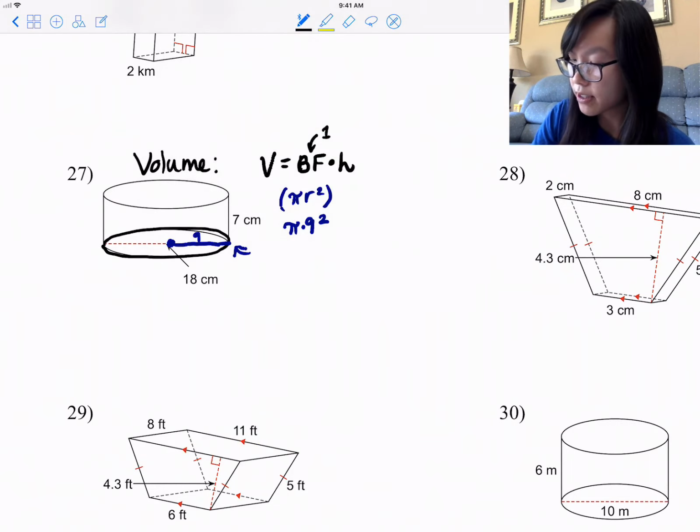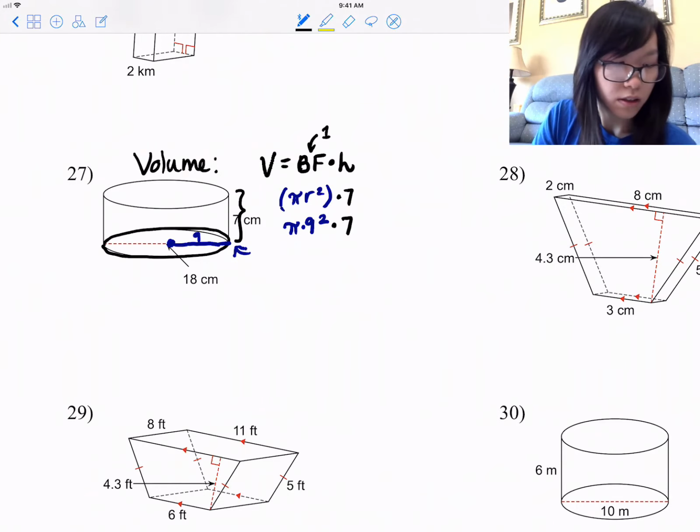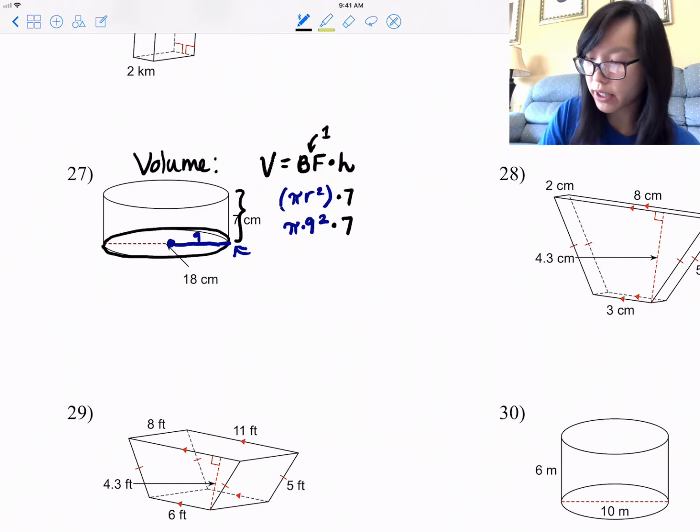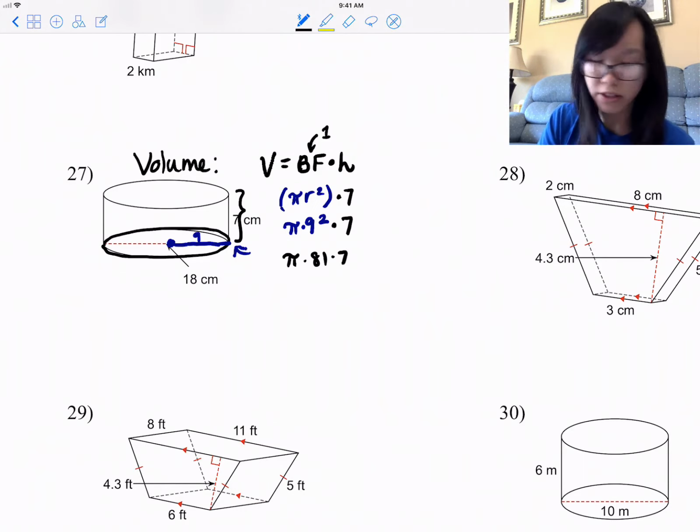Let's think about the height. Notice the height is this right here, which is 7. So I'm going to multiply everything by 7. When you go ahead and throw that in, you can get pi times 81 times 7, and you can just throw it into your calculator.